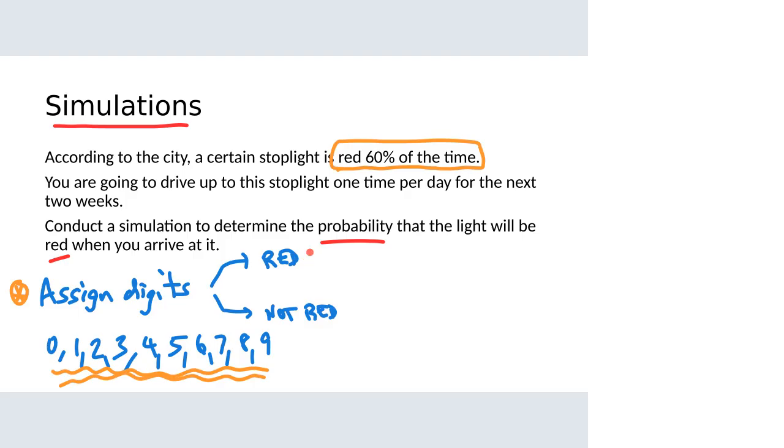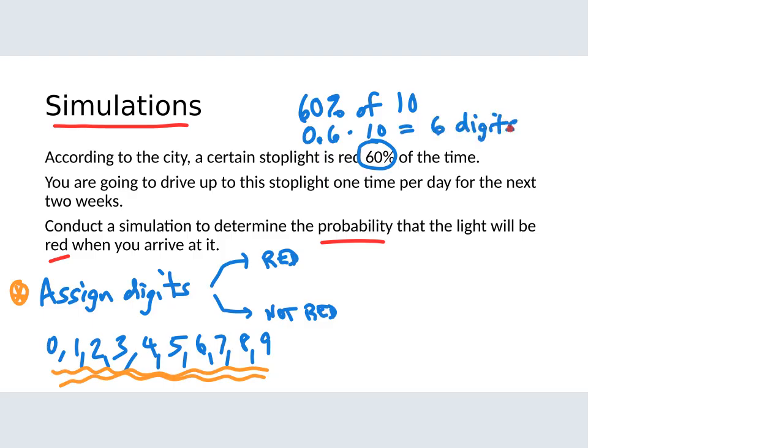Outstanding, very good. That was fast. That's a hard idea sometimes. But okay, if the light's going to be red 60% of the time, then I want 60% of my 10 digits to indicate that the light is red. And so 60% times 10, well, that's 6 digits. So I want 6 digits to indicate red.